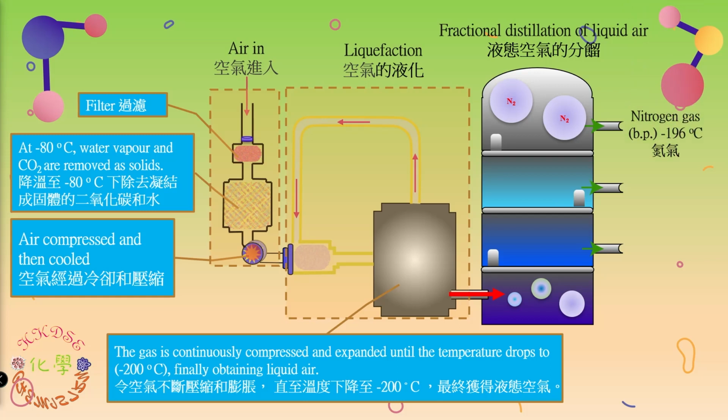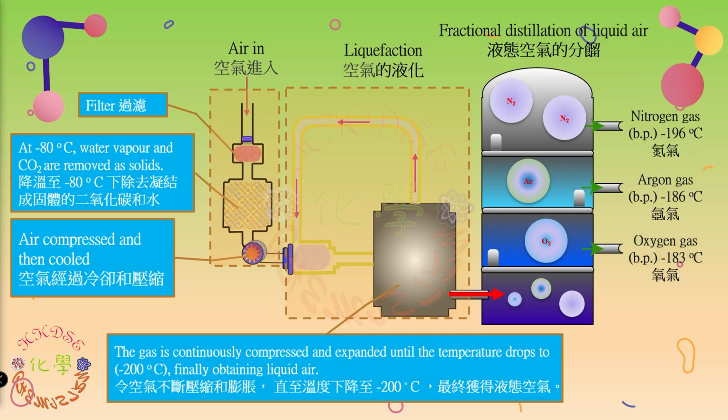Nitrogen turns back into a gas first, because its boiling point is -196 degrees C. It flows out through a tube connected to the top of the flask. Then followed by argon and finally oxygen collected lower down.